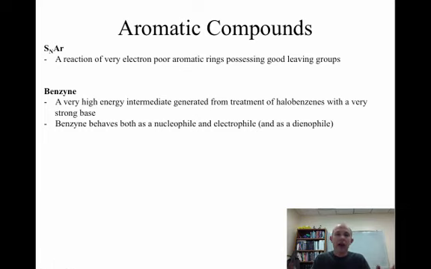So to summarize, I just want you to be familiar with these two alternative mechanisms for substitution on benzene-containing compounds. One is nucleophilic aromatic substitution, and one is an elimination to generate benzyne and addition to benzyne to generate a new product.